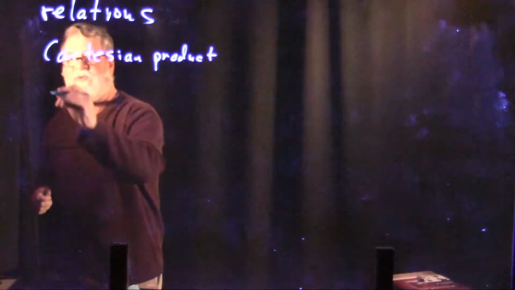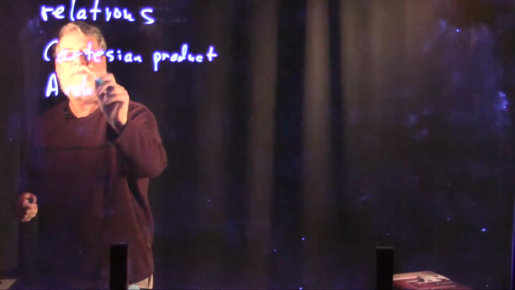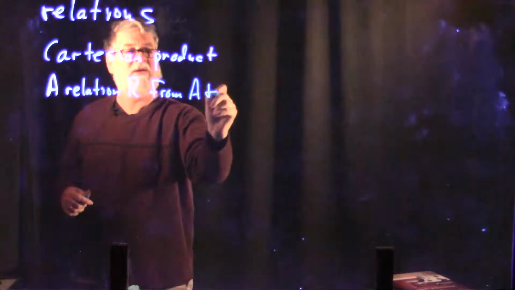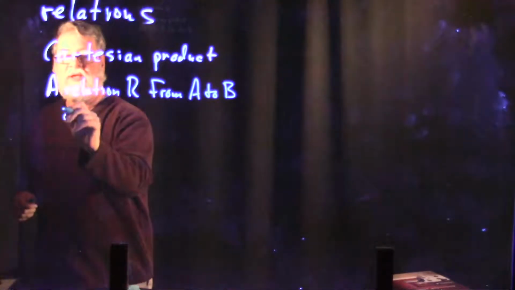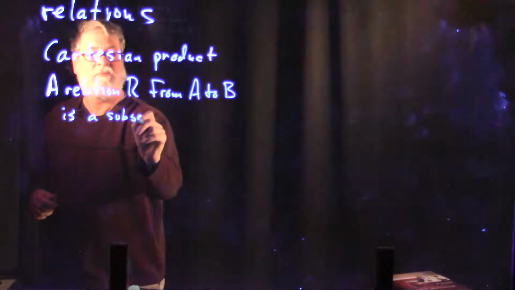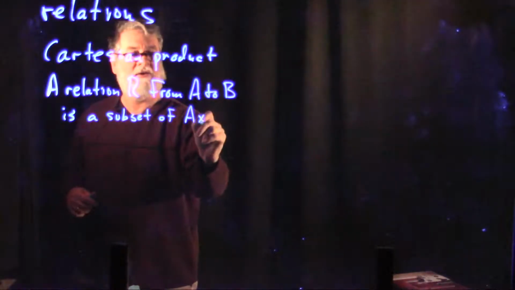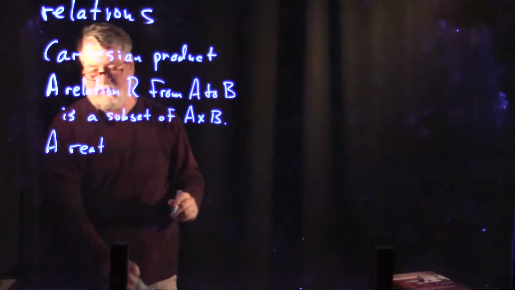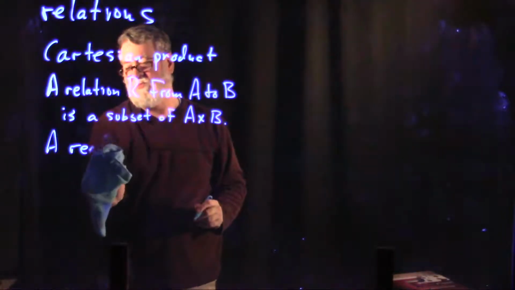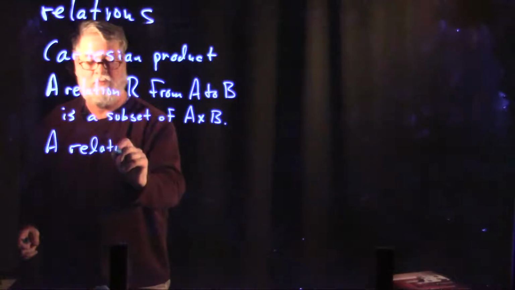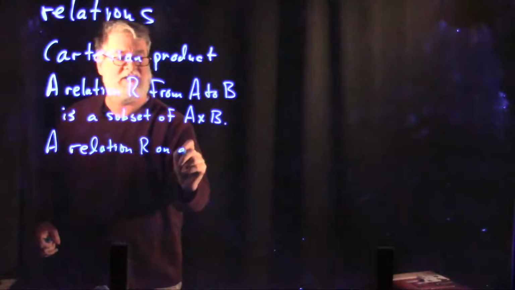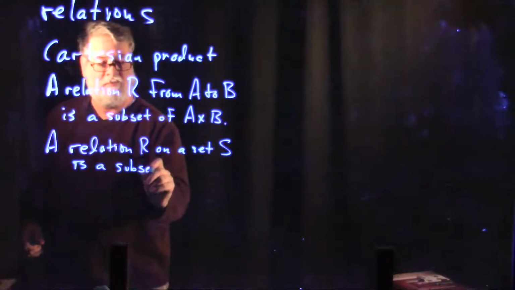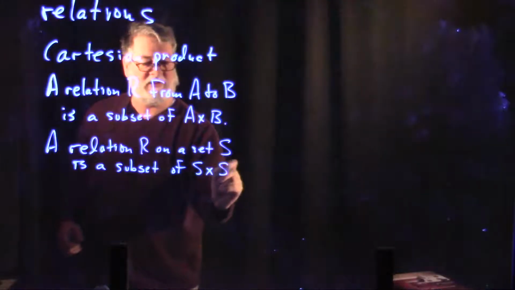Okay, here we go. A relation R from A to B, where A and B are sets, is a subset of A cross B. And similarly, a relation R on a set S is a subset of S crossed with itself.